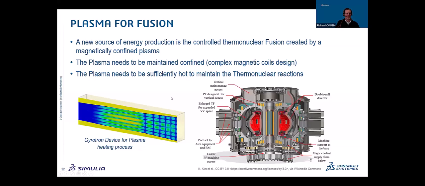For instance, you might sometimes have devices which heat the plasma to be sufficiently hot using a gyrotron. And the gyrotrons can be fully designed using the PIC solver of CST Particle Studio. But you also sometimes have beams which are introduced into the device, and these beams, coming from linear accelerators and so on, or even ion sources, can also be fully designed using CST Particle Studio as well.